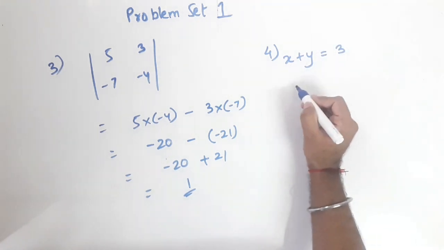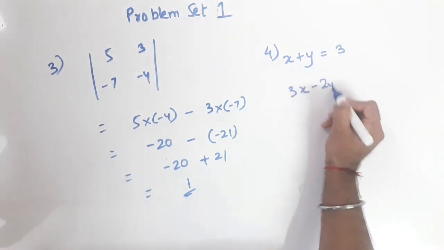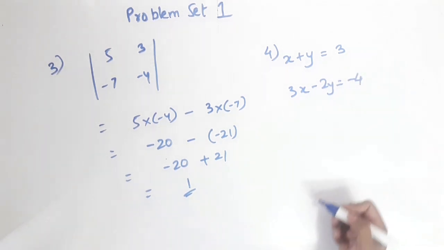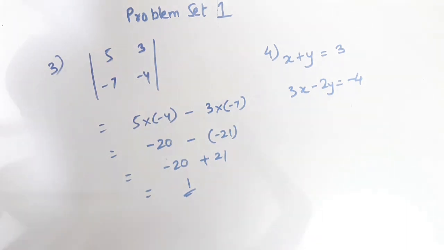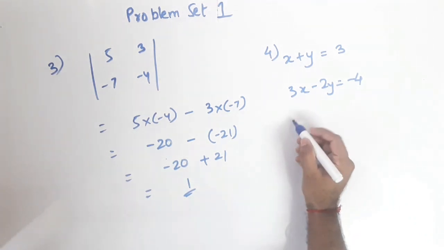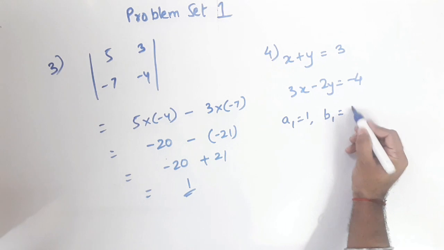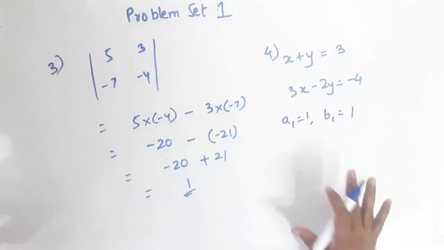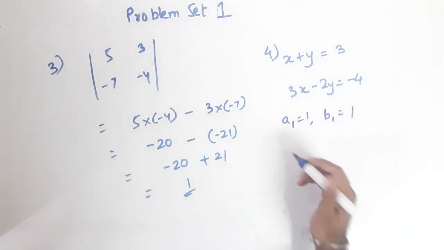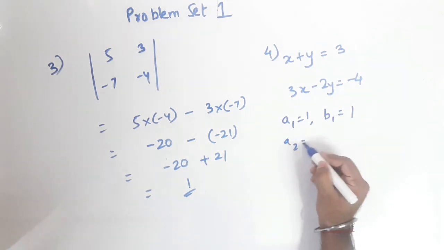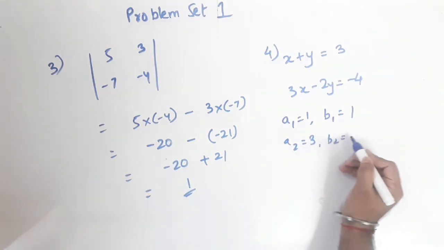Then what is the value of d for solving the simultaneous equations x plus y equals 3 and 3x minus 2y equals minus 4, by the determinant method? That means we have to follow Cramer's rule. First I'll write a1 is 1, b1 is also 1. Because we want to find only d, I am taking only a and b. a2 is 3, b2 is minus 2.